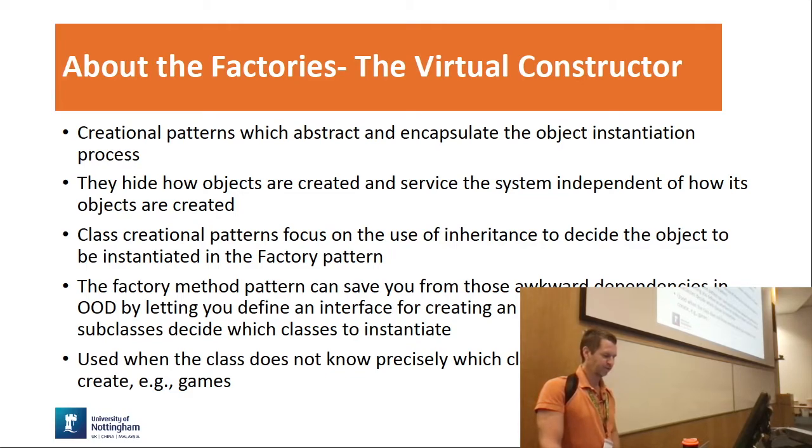Class creational patterns focus on the use of inheritance to decide the object to be instantiated in the factory pattern. The factory method pattern can save you from those awkward dependencies in object-oriented design by letting you define an interface for creating an object, but let its related subclasses decide which classes to instantiate. I wish I had known about this pattern when I was an undergrad. I didn't know about this when I was an undergrad student.